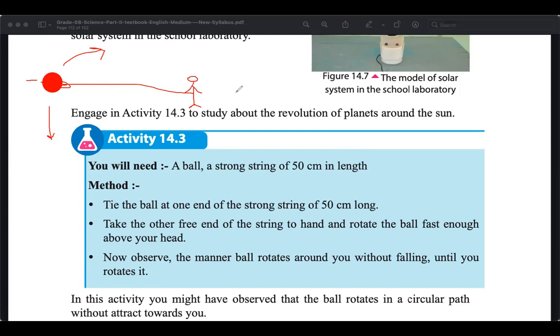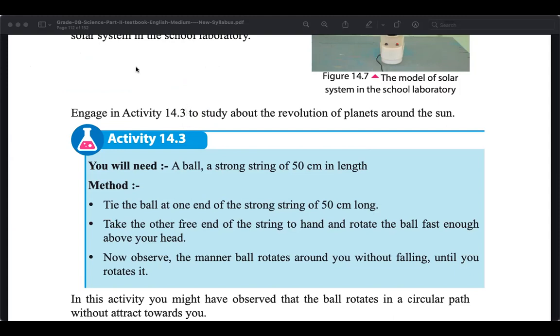Similar to that, here you can see, this is a simulation. This center point is you, and that is the sun. The force is basically the gravity, the attraction, and this ball is the planet. Because it is rotating at a constant speed, it is not falling down. So that is what happens there.